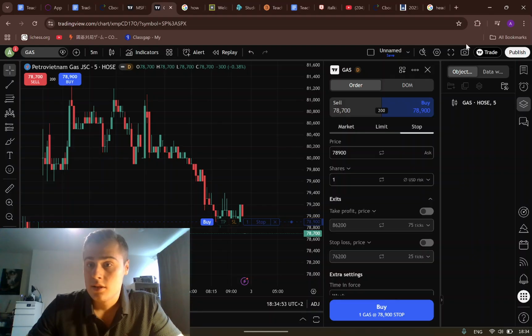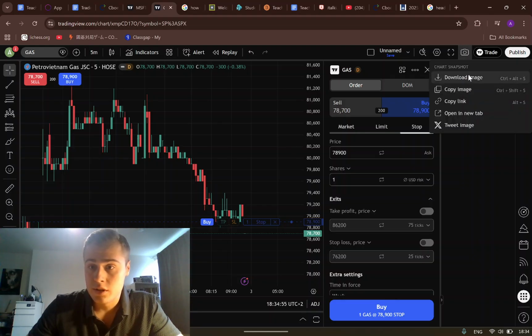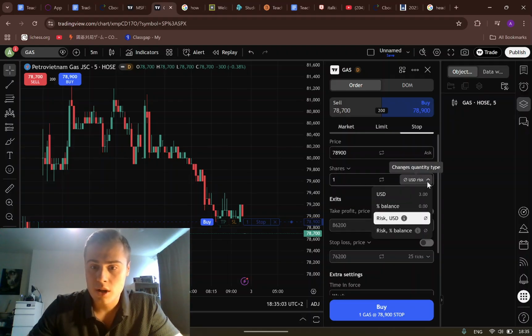Then we have the images, copying and downloading images that we're going to be using for the trading journal, and that's basically the most important part.